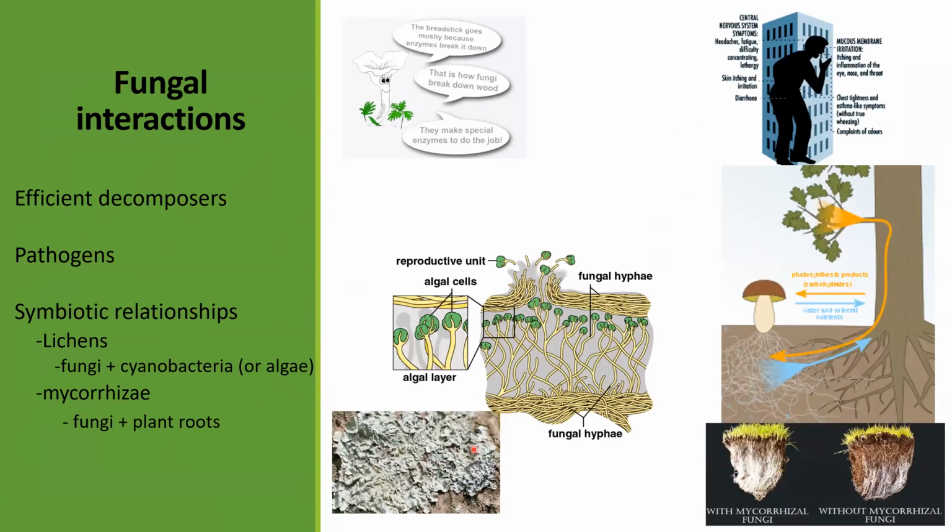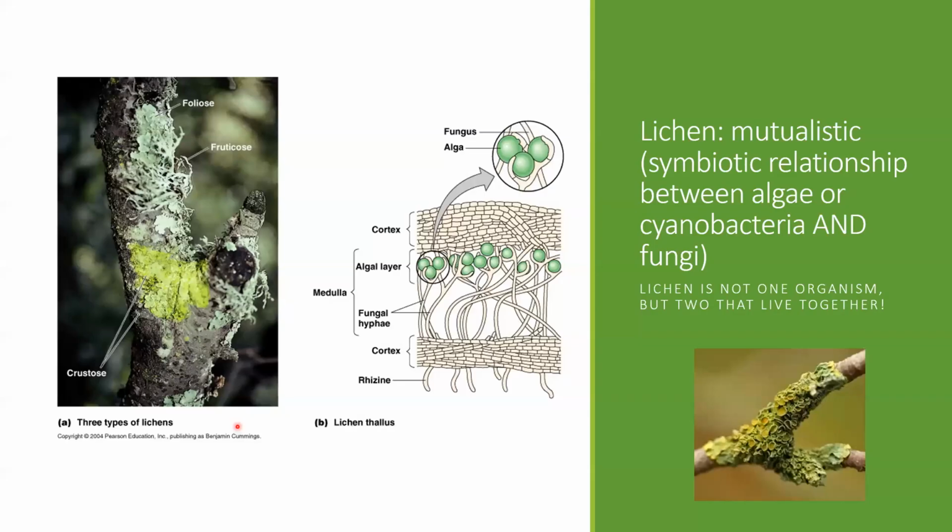And then finally, you're going to watch some videos regarding fungal interactions. These fungi have symbiotic relationships. There are two examples given in your lab manual. One is with lichens. So lichens are composed of both fungi and cyanobacteria or algae. And then you are given another example, which is found between fungi and plant roots.